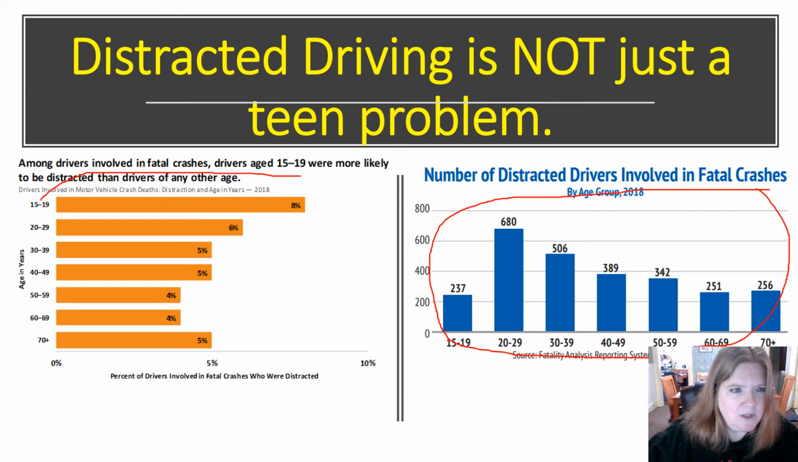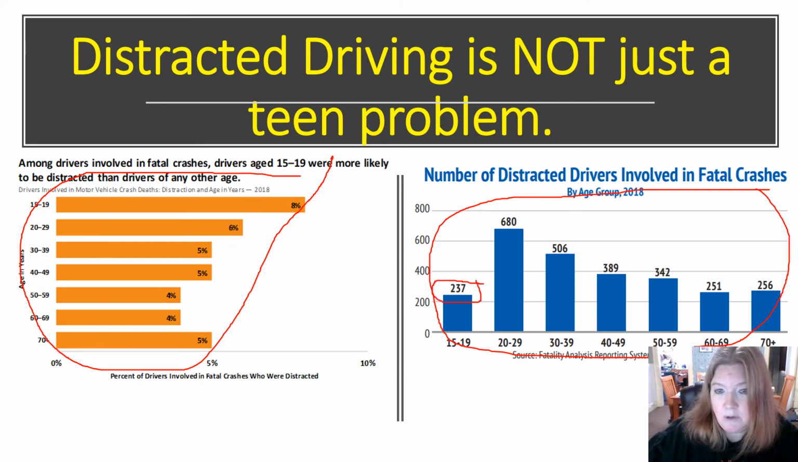On this side, it's looking at the percent of drivers. So although 237 is the lowest number you see over here, it is the highest percent. So that means there are fewer drivers at that age on the road involved in crashes, and fewer drivers of that age on the road at all. Okay, so you could see the percent of drivers involved in fatal crashes is greatest for that 15 to 19 age group, but it is not 0 for any group. Okay, so it is not just a teen problem.